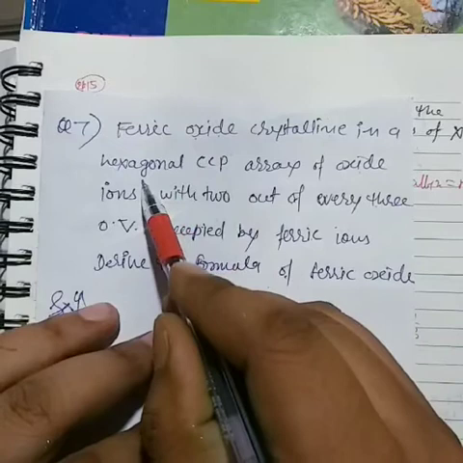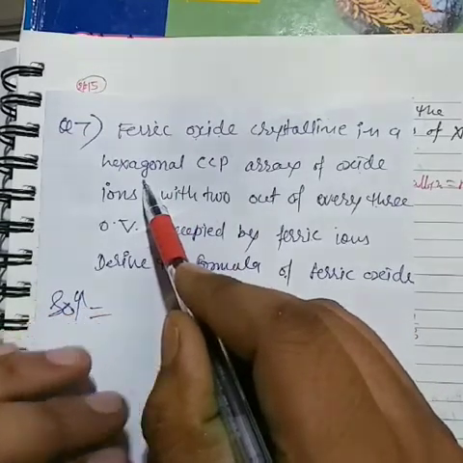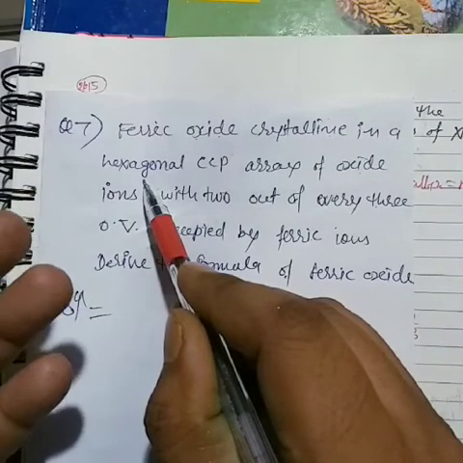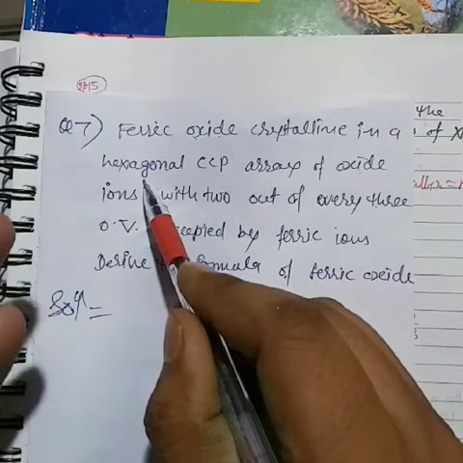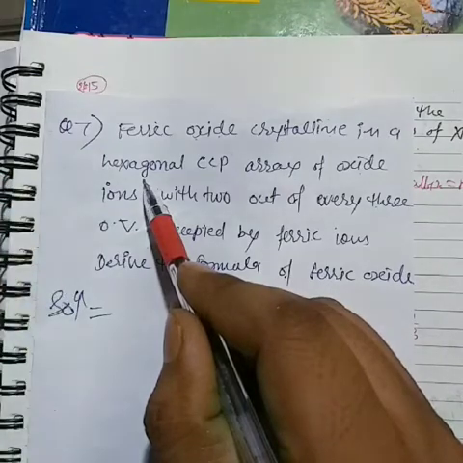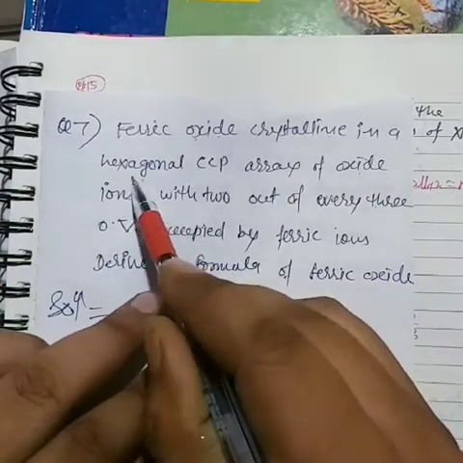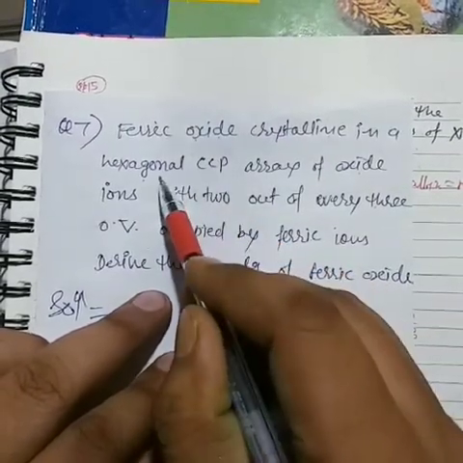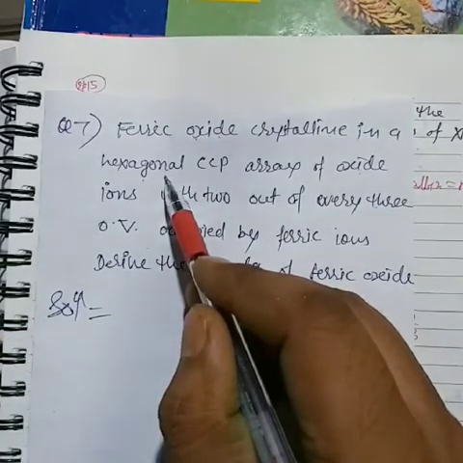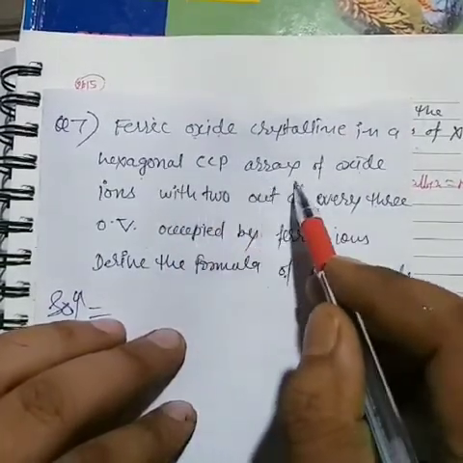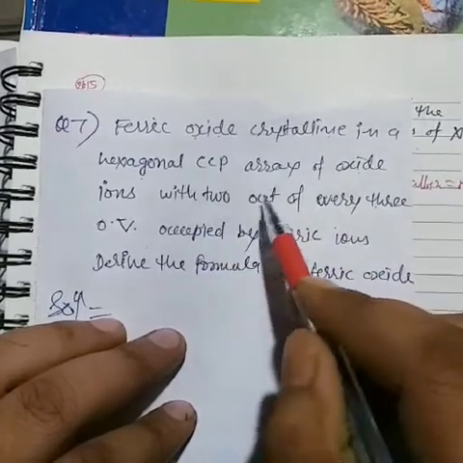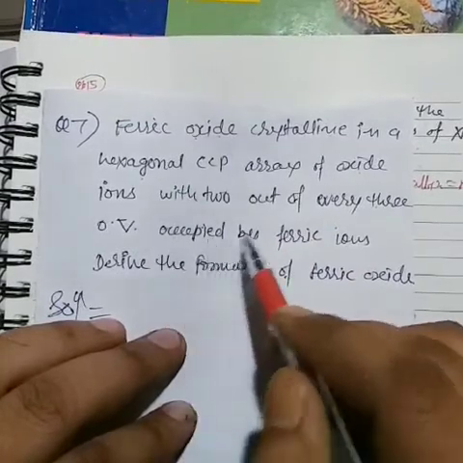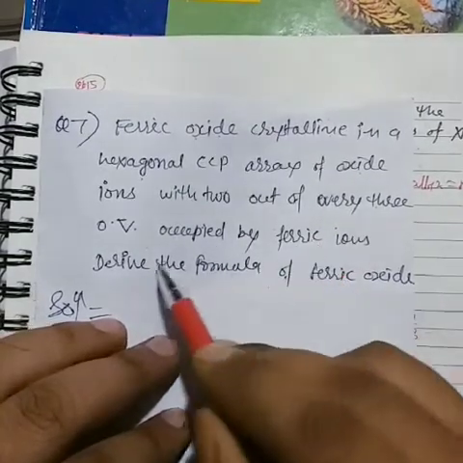Now here it is mentioned hexagonal. So why are you afraid about these questions? Now here it is hexagonal. Yes, we know every void forms in the hexagonal three-dimensional close packing. So here there is nothing to be afraid of, because all kinds of CCP have hexagonal. So the array of oxide ions with 2 out of every 3, that means 2/3 of octahedral voids, is occupied by the ferric ion. So derive the formula.